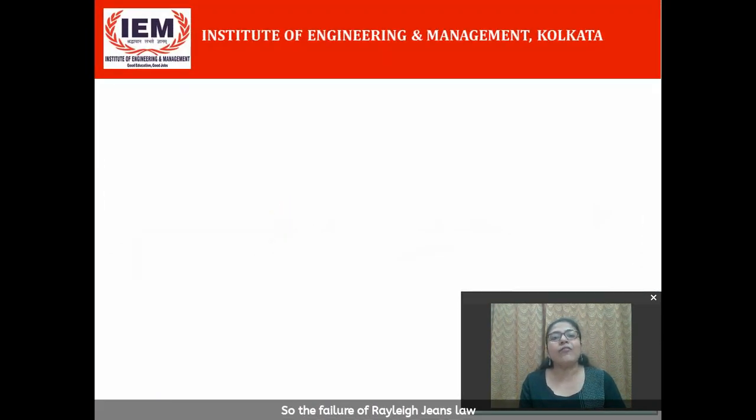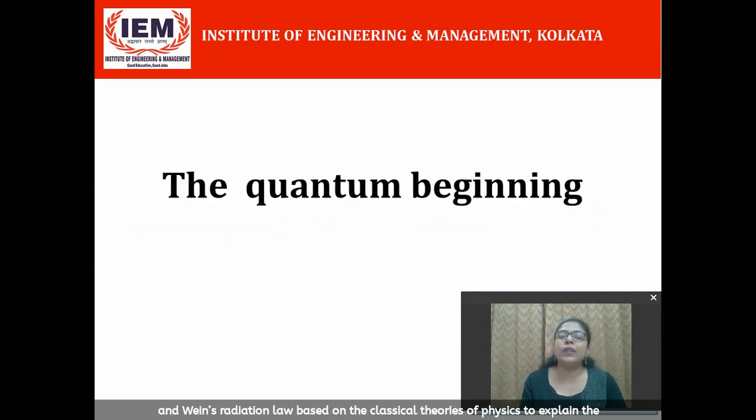So the failure of the Rayleigh-Jeans law and the Wien's radiation law, based on the classical theories of physics, to explain the blackbody spectrum led to a new theory in physics called quantum physics. Using the law of equipartition of energy, Rayleigh and Jeans calculated the average energy of the oscillators, and with that they failed to explain the blackbody spectrum. So that brought in front of us the limitations of classical theories.